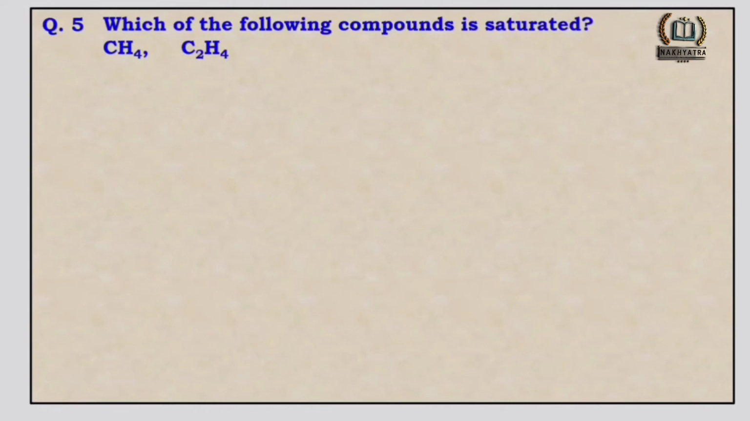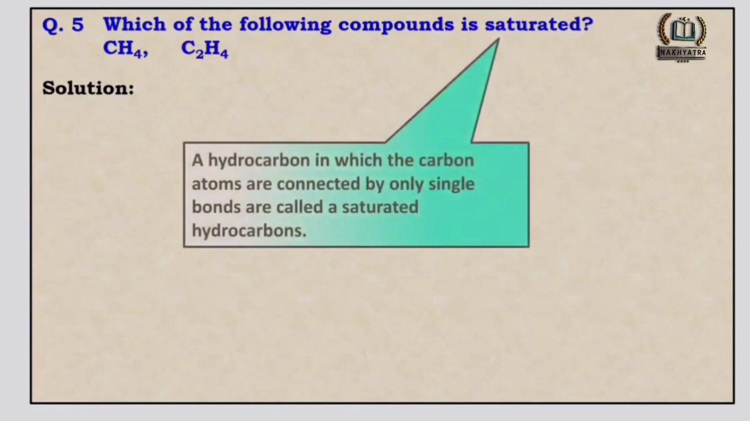Okay guys, now let's see question number 5. Which of the following compounds is saturated? So now what do you mean by saturated compounds? Saturated compounds means where carbon atoms are linked together by single bonds. That means alkanes. So see, a hydrocarbon in which the carbon atoms are connected by only single bonds are called saturated hydrocarbons.